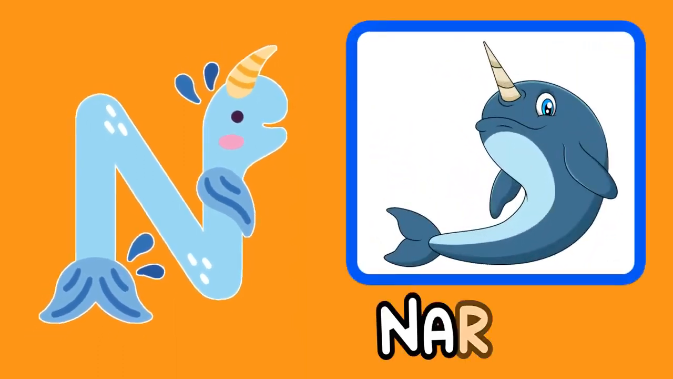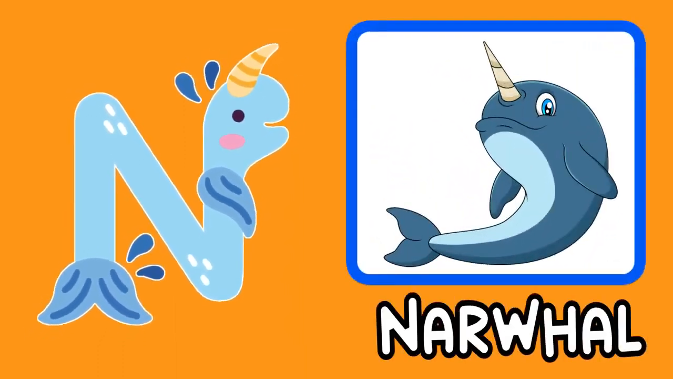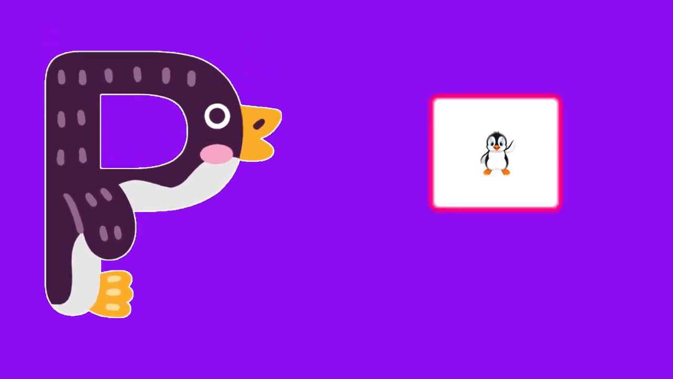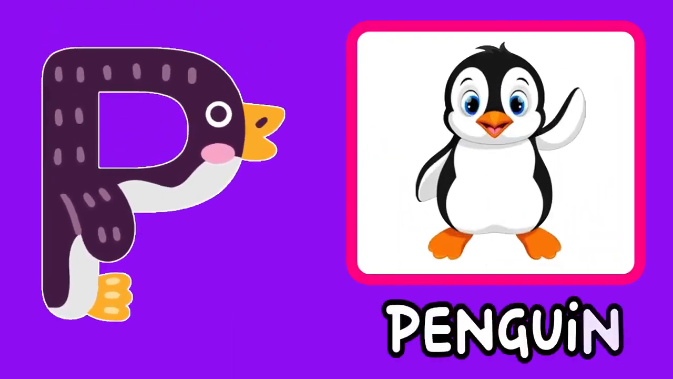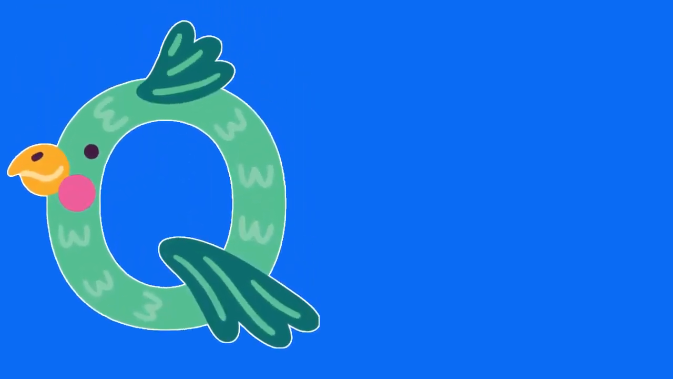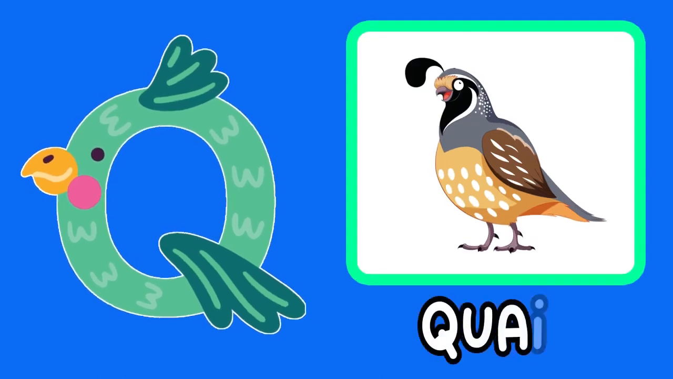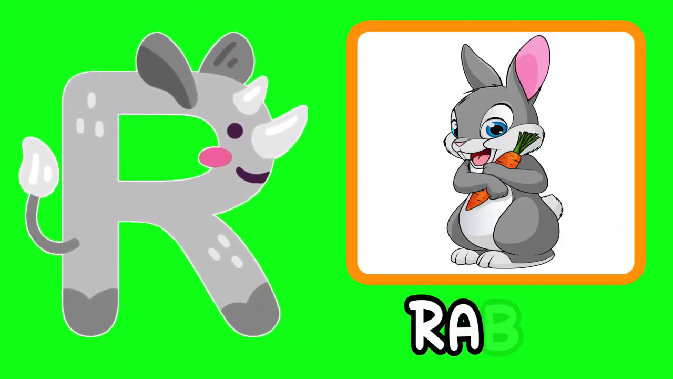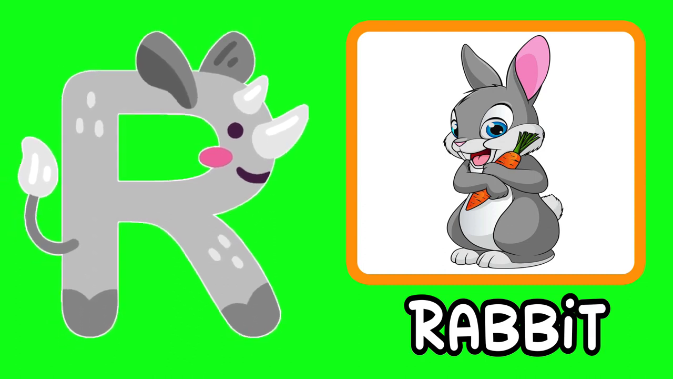N for narwhal. Narwhal. O. O for owl. Owl. P. P for penguin. Penguin. Q. Q for quail. Quail. R. R for rabbit. Rabbit.